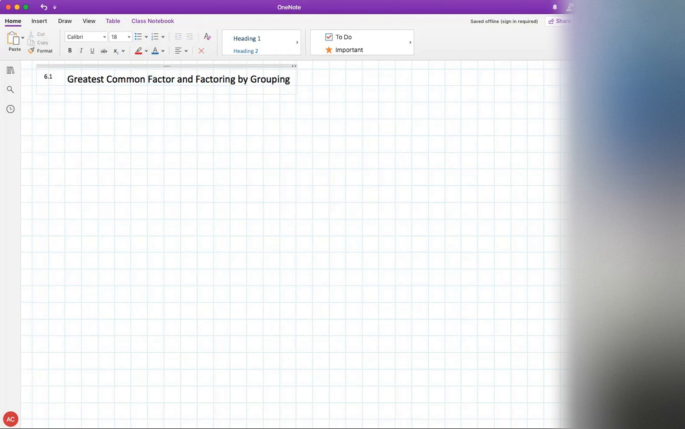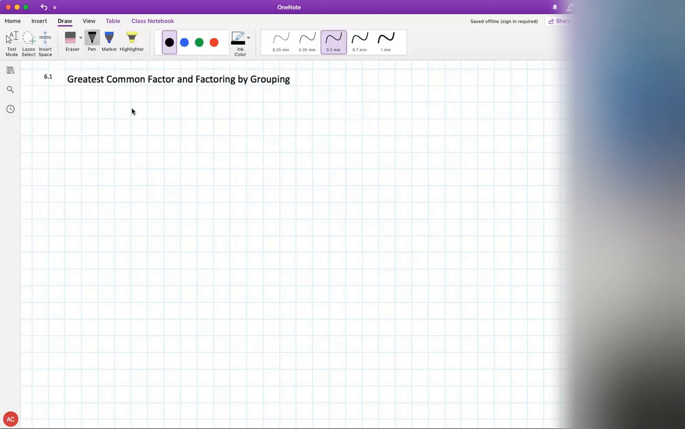We're going to spend this class and the next class on factoring before we apply it to other topics. So let's start with a definition of factoring, or finding the common factor. Factoring is called the greatest common factor.